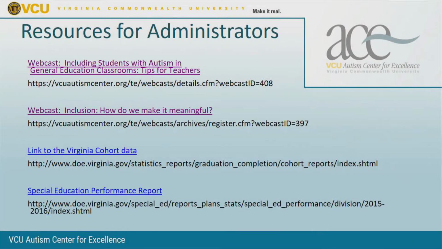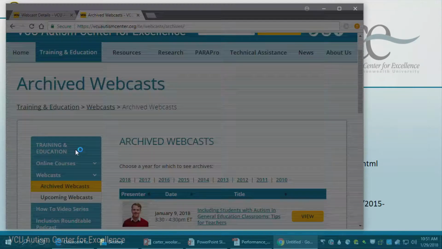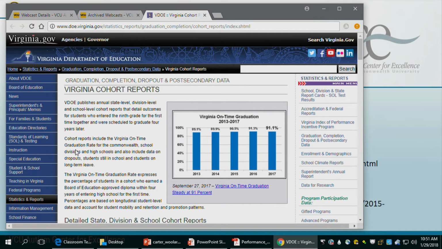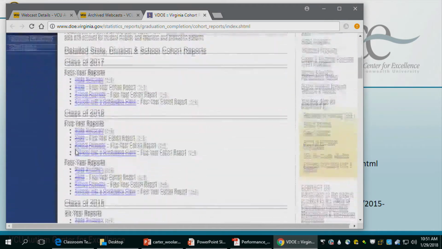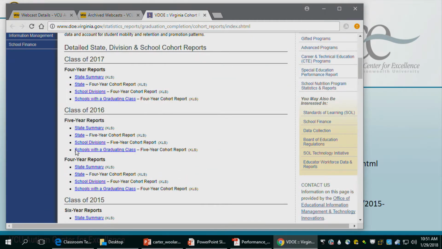And I'm going to introduce you, if you haven't already found the links, to these two different resources. The first is the link to the Virginia Cohort data. This is something that I recently found online as I was trying to pull up information specific to some of the school divisions that I support as a technical assistance associate. The four-year cohort reports are detailed information that looks at data from each school division, and the data is already disaggregated.